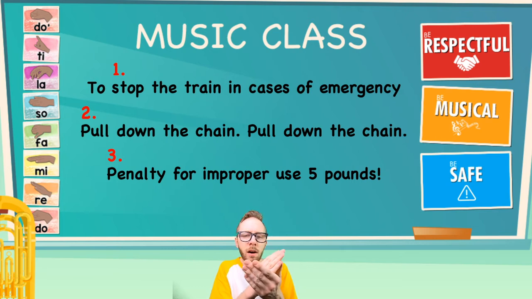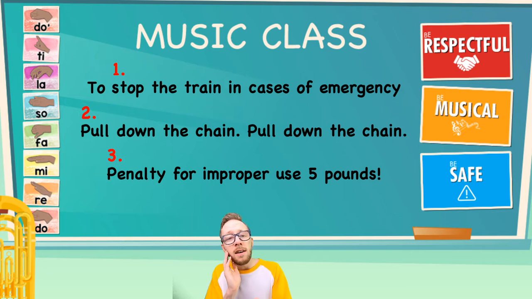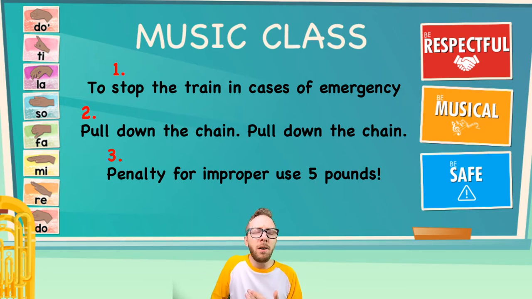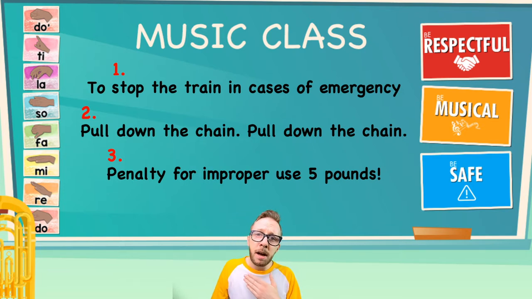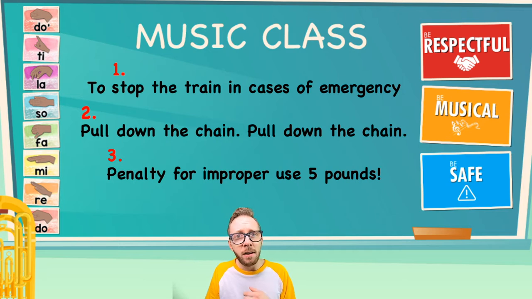Ready, here we go. To stop the train in cases of emergency, pull down the chain, pull down the chain. Penalty for improper use, £5.